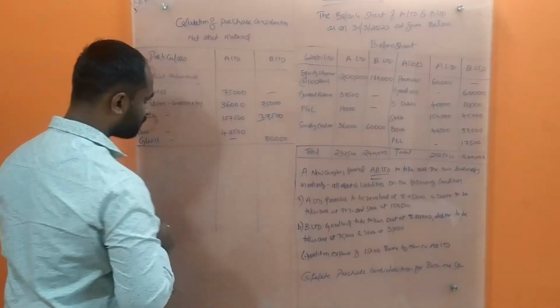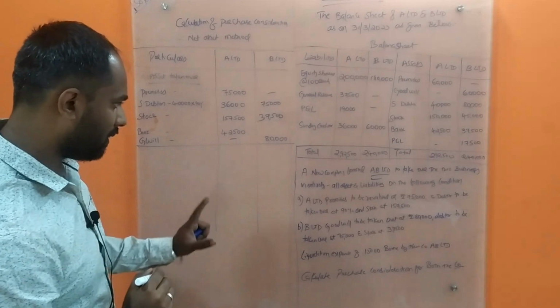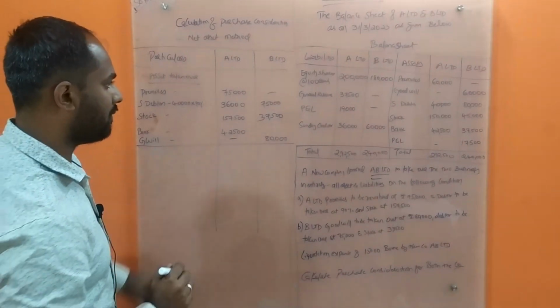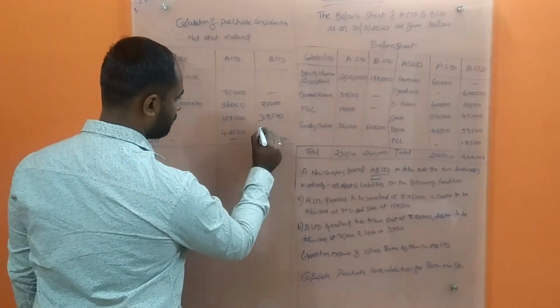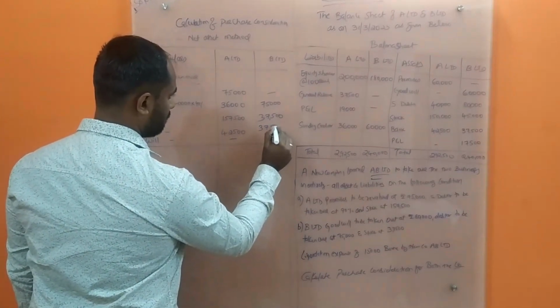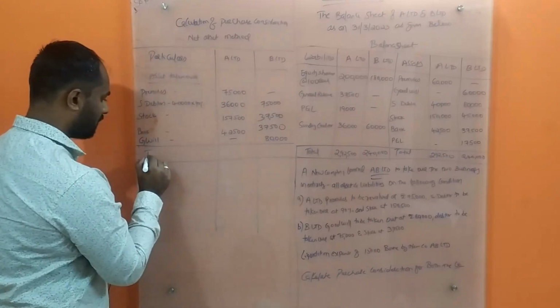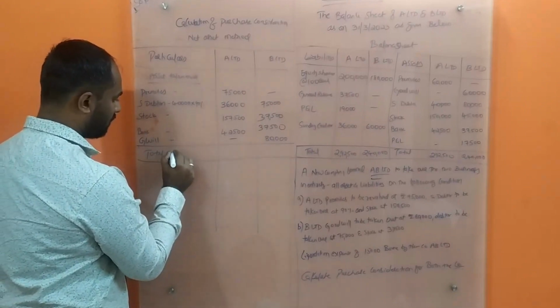Okay. So all other items, next bank. So bank how much? 37,500. Bank also 37,500. That's it. So now total assets we have to calculate. What is the total asset value? Total assets.